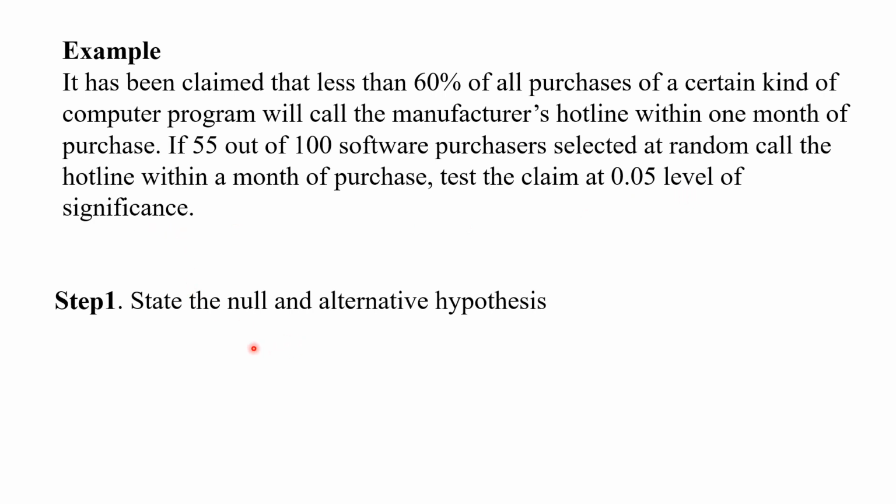Okay, so step 1, we need to state the null and alternative hypothesis. Okay, so remember, kapag meron kang nakitang less than, greater than, more than, lower than, dun sa ating problem, ang gagamitin natin na sign for alternative hypothesis is less than or greater than. Pero kung wala, ang gagamitin mo naman is not equal. Okay, so since dito sa ating problem, we see that the claim is less than 60%. So, yung gagamitin natin na sign for alternative hypothesis is less than sign.